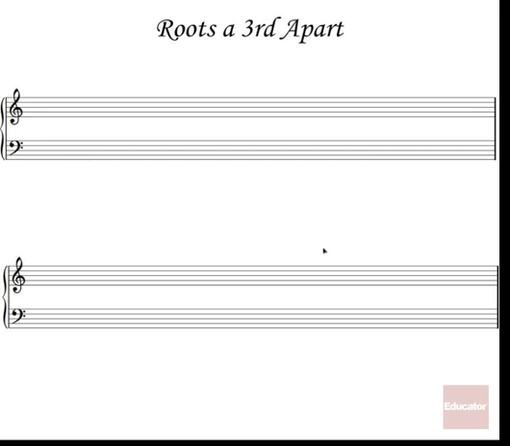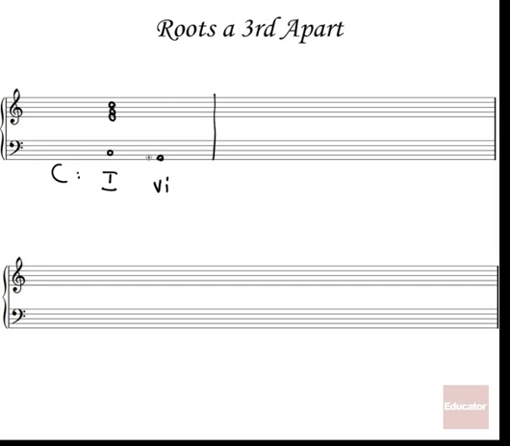Next, let's practice roots a third apart. So, for instance, if we're in C major and we're starting on a 1 chord, let's say that is going down to an A. And so this would be a minor 6 chord. And let's start with a different spacing up top here. What about this one? E, G, C.